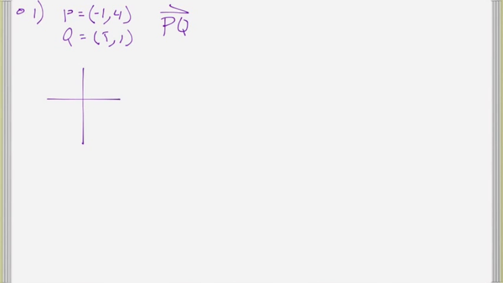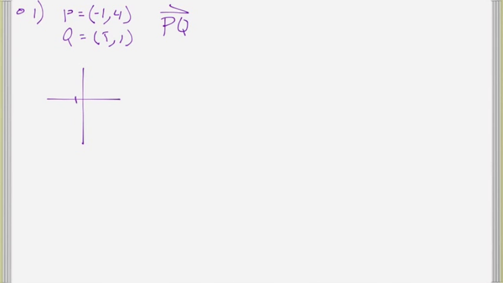We'll start going over the homework with question 1. Question 1 gave us point P, (-1, 4), and point Q, (5, 1). So we're concerned with the vector PQ, and it says to express it as a linear combination of i and j. The first thing we have to do is find the component vector PQ.